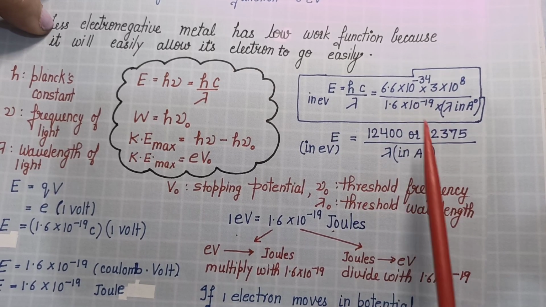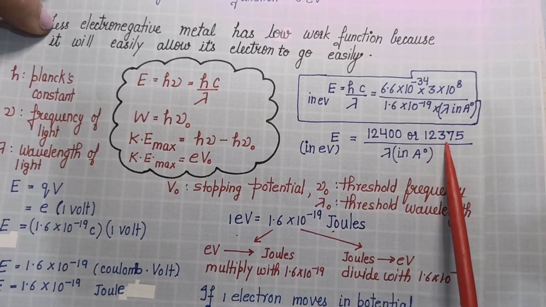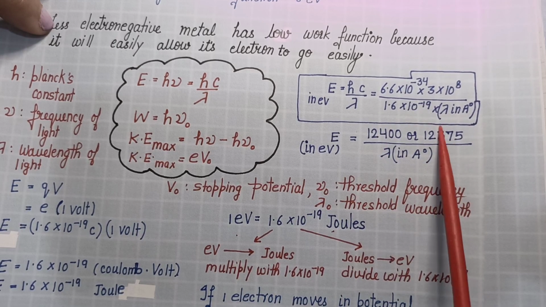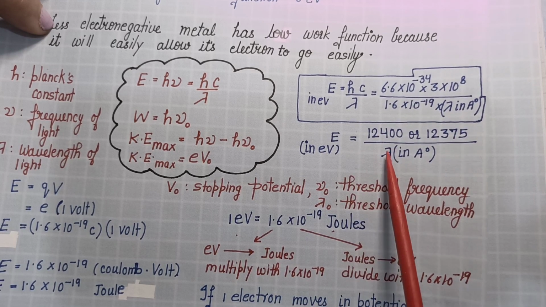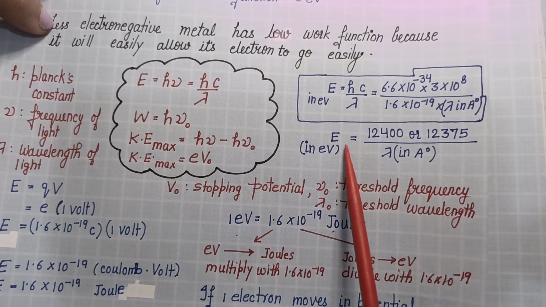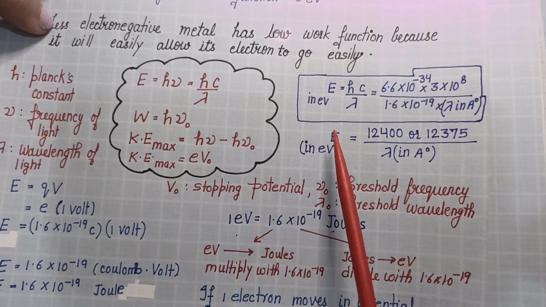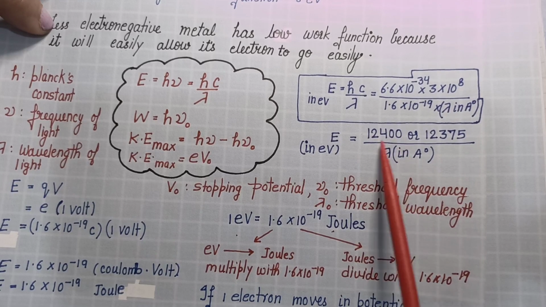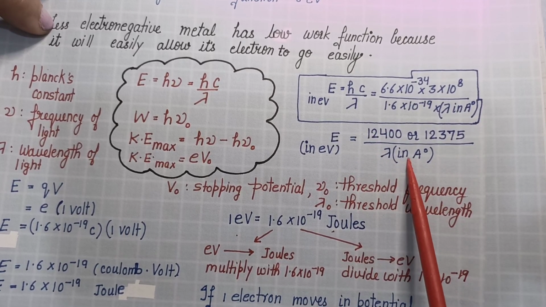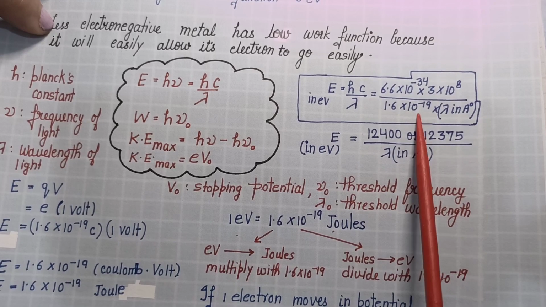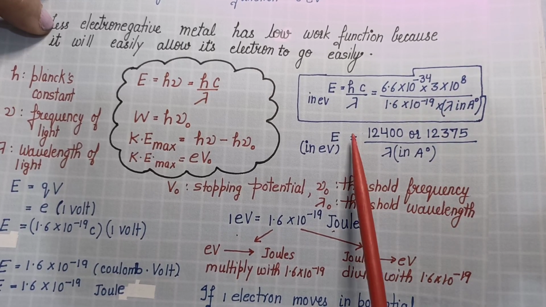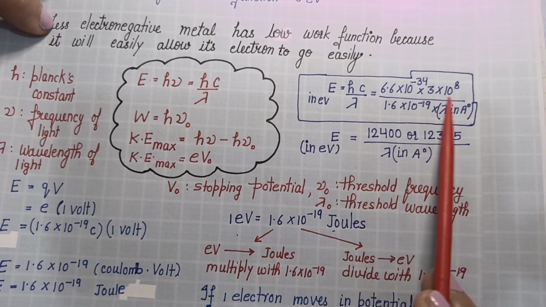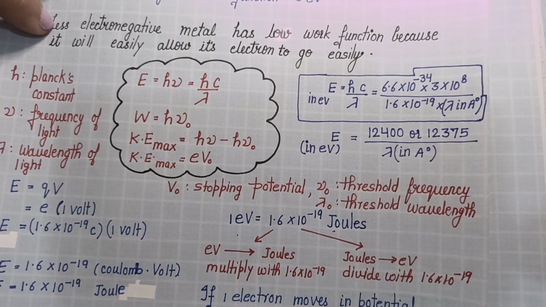Calculating this, we get 12400 or 12375. Both will give you approximately the same answer, divided by lambda in Angstrom. So this is the shortcut: you will get energy in electron volt if you divide 12400 by the wavelength's value given in Angstrom. So substitute the values, show this substitution, but to reduce your calculation, use this shortcut in place of this. So now let us come to our numerical.